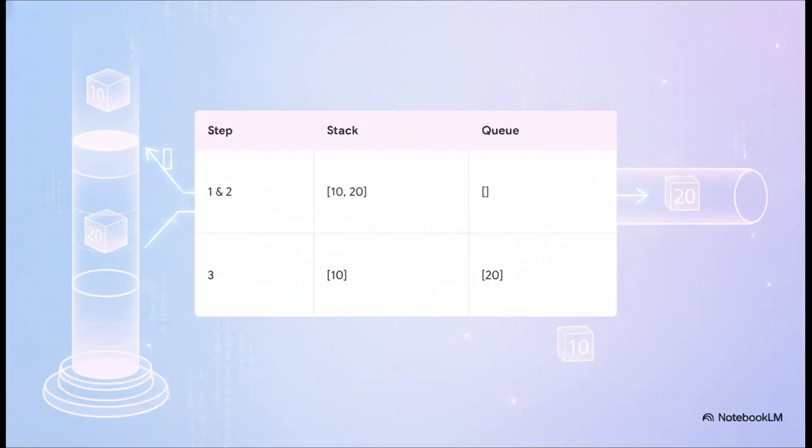We push 10 and 20 onto the stack, so our top is now 20, but immediately we pop that 20 right back off and enqueue it straight into our queue, Q. That leaves our stack with just the number 10, while our queue now holds 20 at the front.